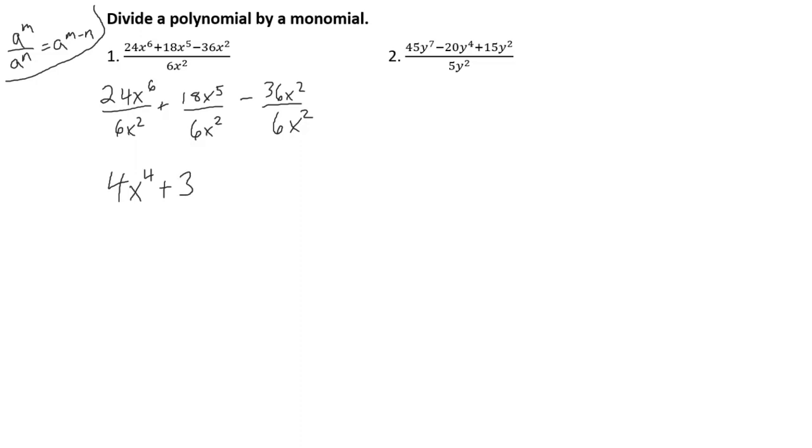x to the 5th divided by x squared. It cancels out 2 of them, so that's x to the 3rd. Minus 6. And then all the x squareds cancel out, and you're just left with 6.